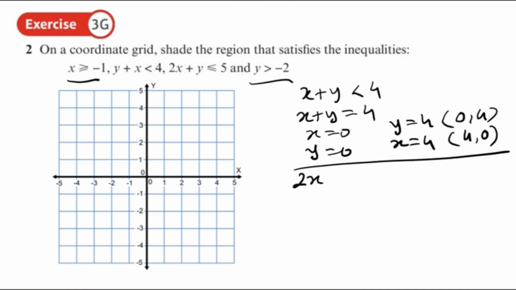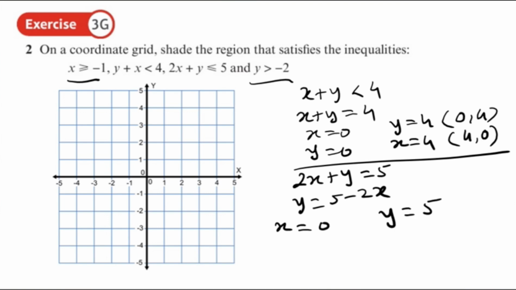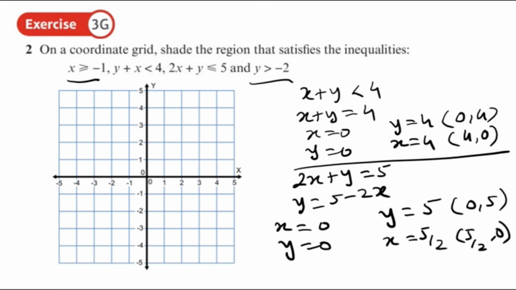Now another line we have is 2x plus y equal to 5. y is equal to 5 minus 2x. When I put x equal to 0, my y is equal to 5. So that gives me the point (0, 5). And when y is equal to 0, that gives me x is equal to 5 over 2. You can simplify it. So (5/2, 0). So we get these coordinates.